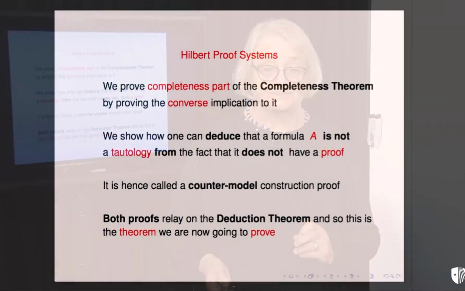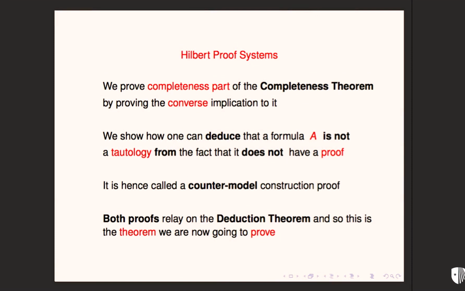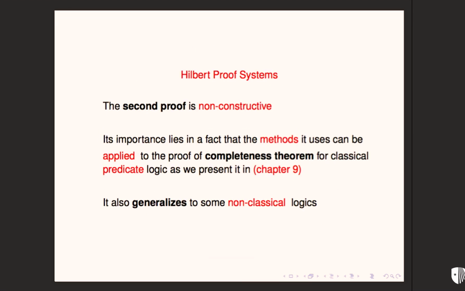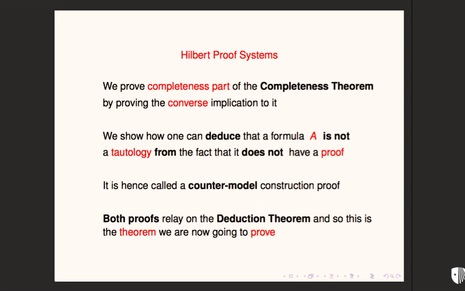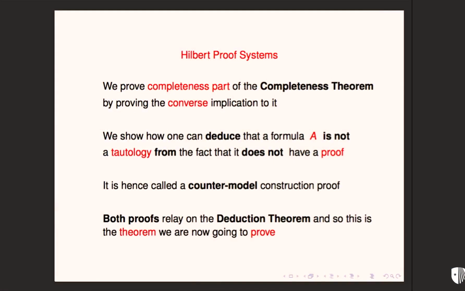So we prove the completeness part of the completeness theorem for proof 2. The second proof is non-constructive. Its importance lies in that it can be extended. In the second proof, we prove the completeness part of the completeness theorem by proving its converse implication. It means we show how one can deduce that a formula is not a tautology from the fact that it does not have a proof.